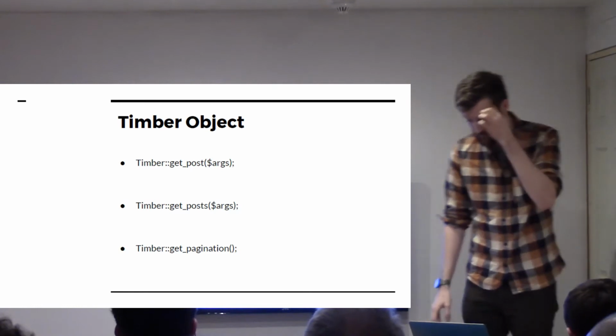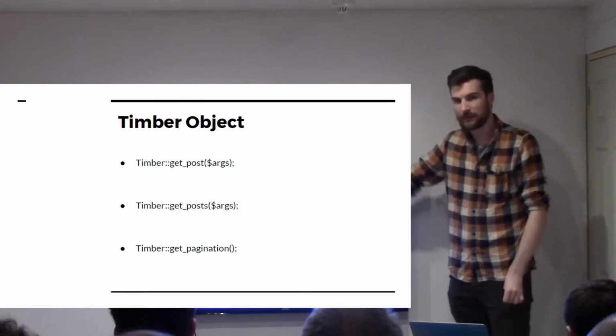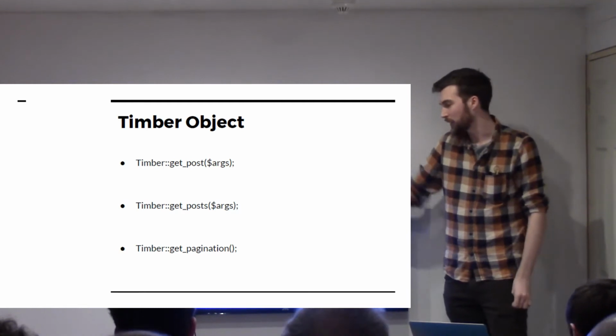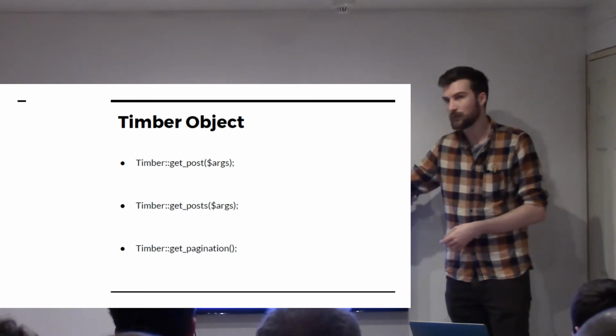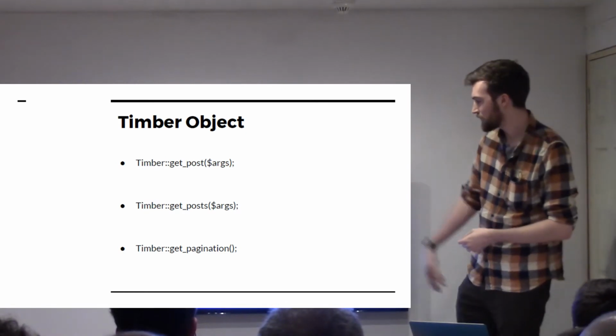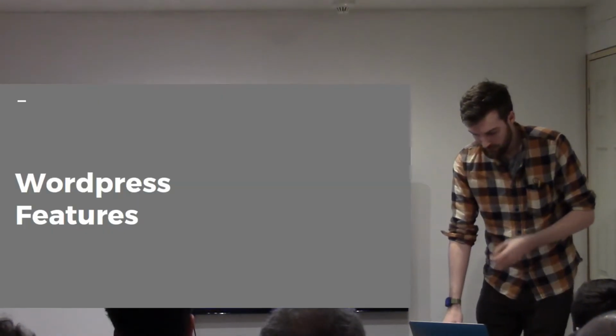So really basic stuff in Timber. You can just say, Timber, get me the post, get a post, and it will automatically work out what you're looking for if you don't give it any arguments. Get post will automatically give you all the posts if you give it nothing, but you can also give it a standard WordPress query, all the stuff you already have, and you can automatically get pagination. It's great.